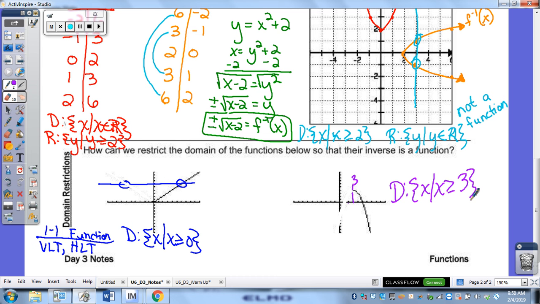Now, it doesn't have to be greater than or equal. Those are the ones we typically see. You could get rid of the other half of the graph. So like I could have gotten rid of the right side instead and made this less than or equal to 3. That would have also worked, but the point is you got to cut off half of it. You got to get rid of half of that graph so that it's one-to-one, and then the inverse will end up being a function.